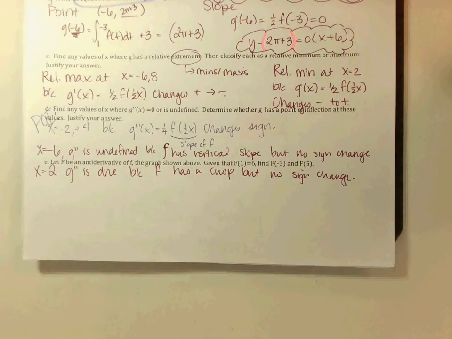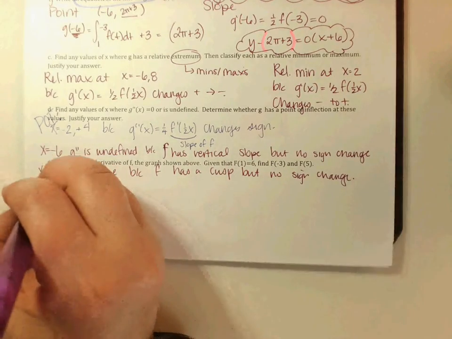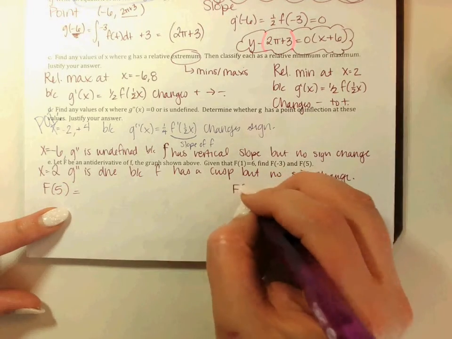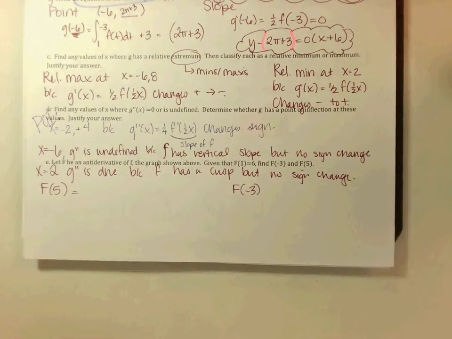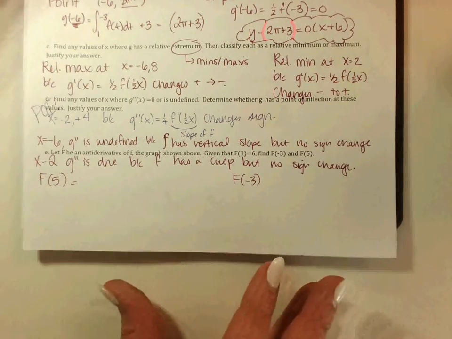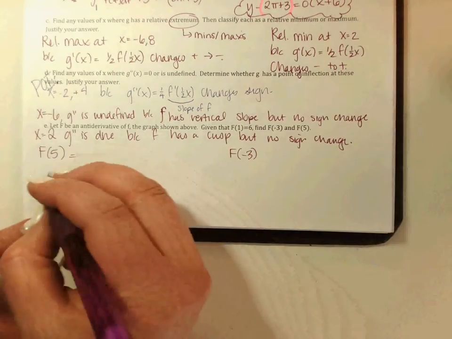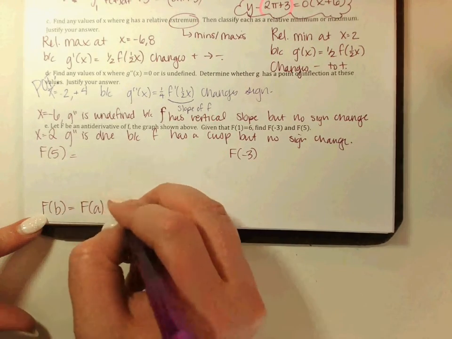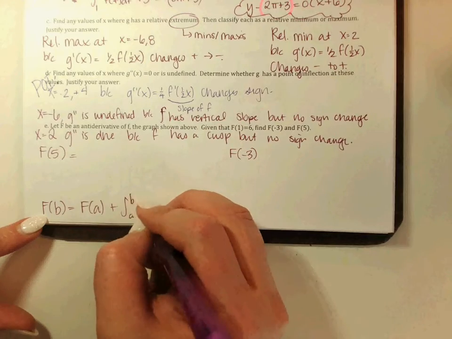Set up your version B. Find f of 5 first, then find f of -3 second. Then I'll remind you at the very bottom of the page what version B is. F of B equals f of A plus integral A to B little f.